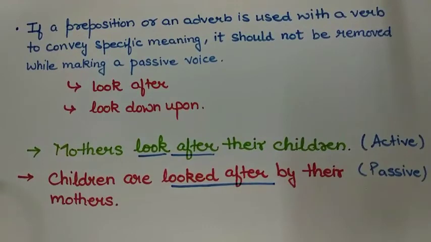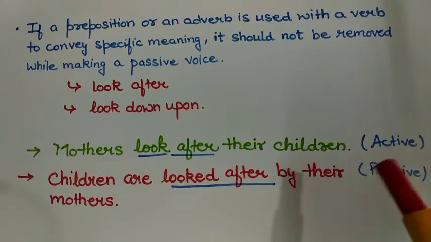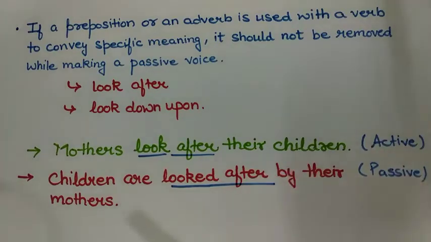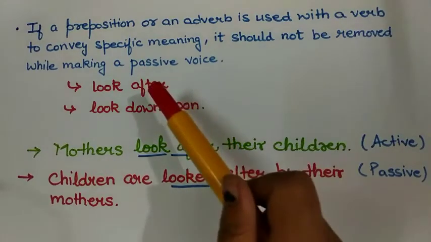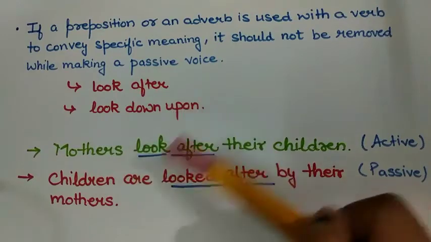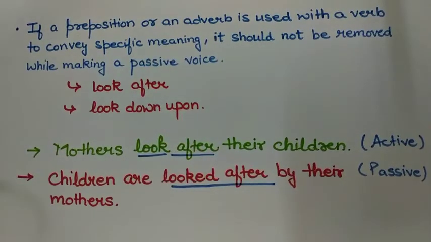If a preposition or an adverb is used with a verb to convey some specific meaning, it should not be removed while making a passive voice. Like look after or look down upon. This kind of prepositions and such examples generally come in exams, so that students become confused, and generally it happens that they make this mistake and remove this after or something, and the sentence becomes wrong.